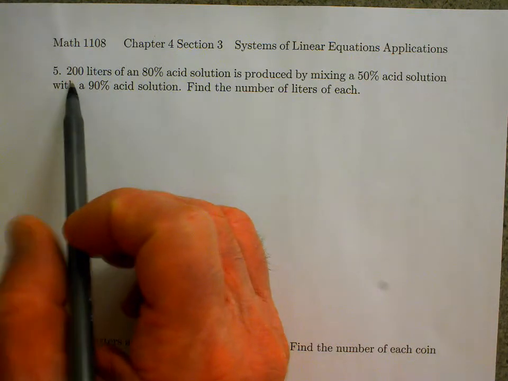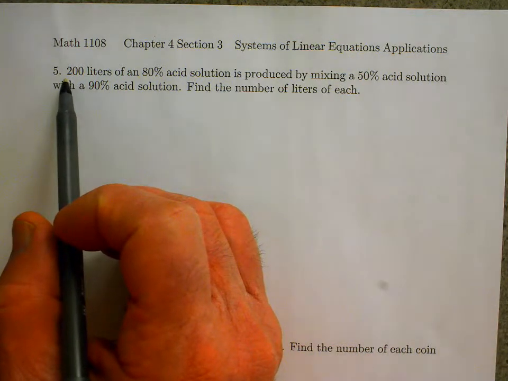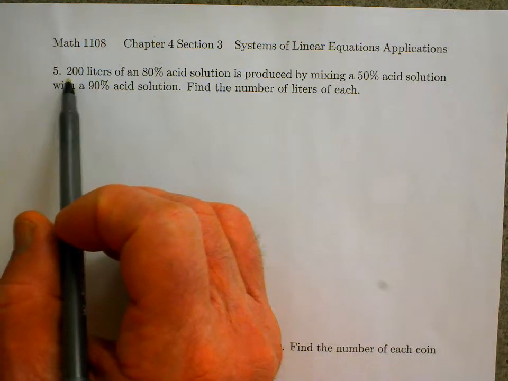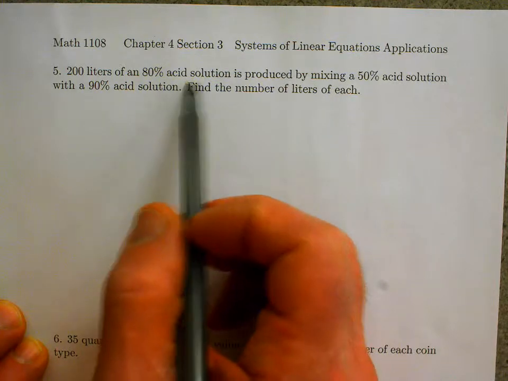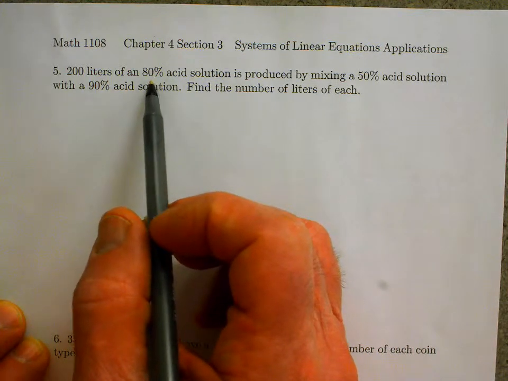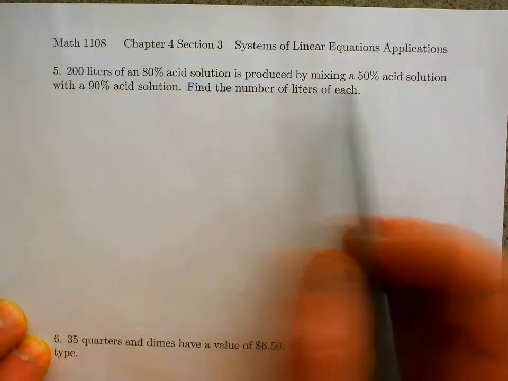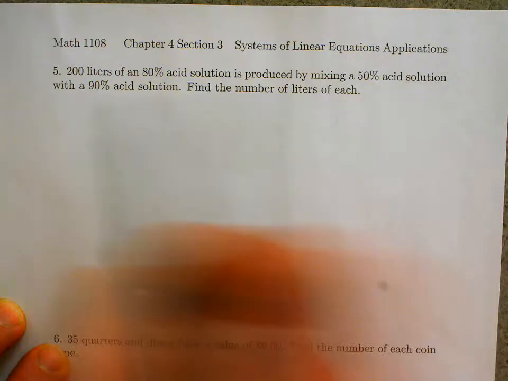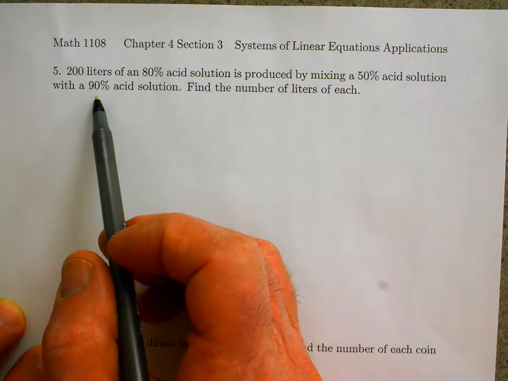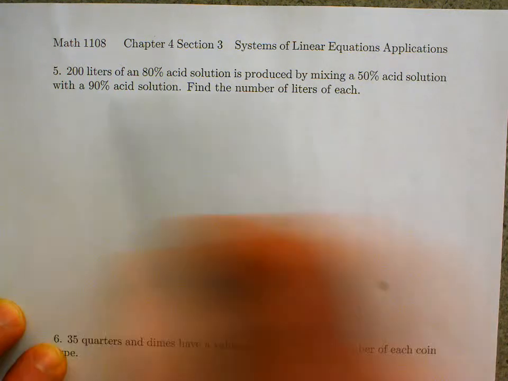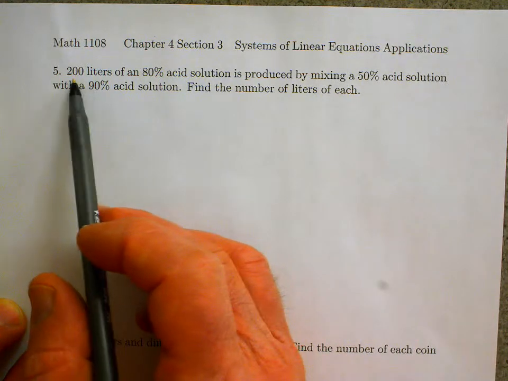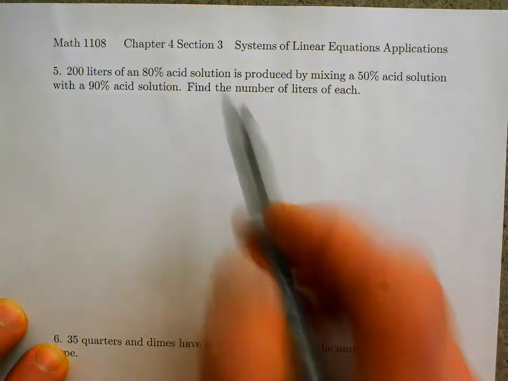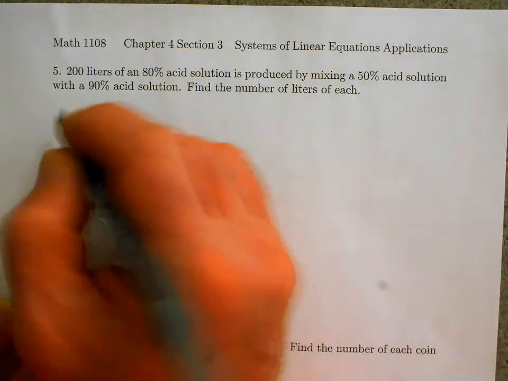So what the chemists, or whoever's doing this, need is 200 liters of an acid solution that is 80% acid. They're going to get that by taking a certain number of liters that's 50% acid and a certain number of other liters that's 90% acid, and mixing them together so that the mixture is 80% acid. So find the number of liters of each. So we have two quantities to find.